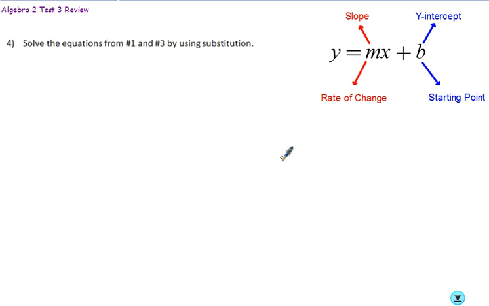Alright, so let's go ahead and take a look at number 4. Now number 4 is having us solve algebraically what we just did in number 3. So on number 3 we graphed the two equations to figure out where they crossed. But the problem with graphing is, what if I don't have graph paper?